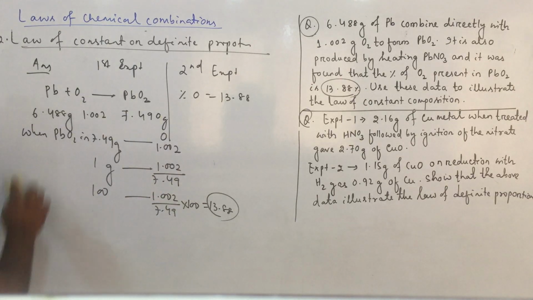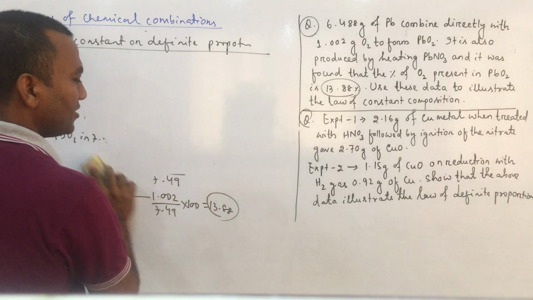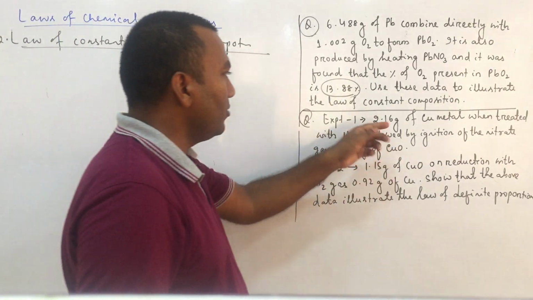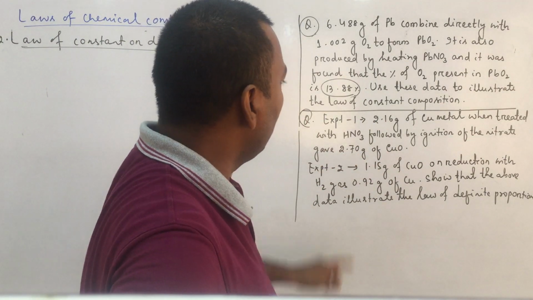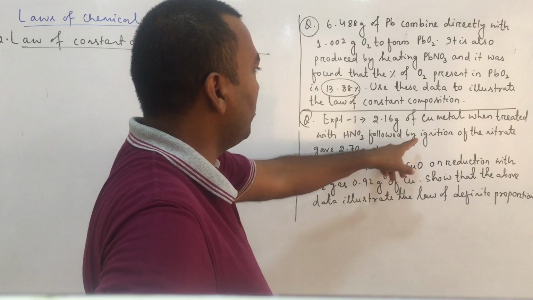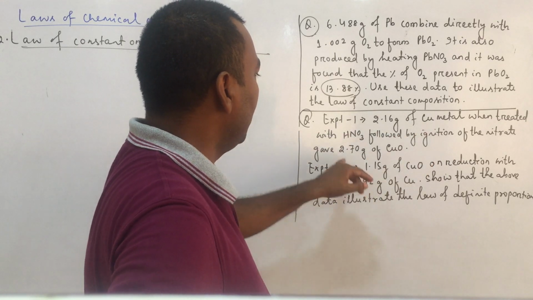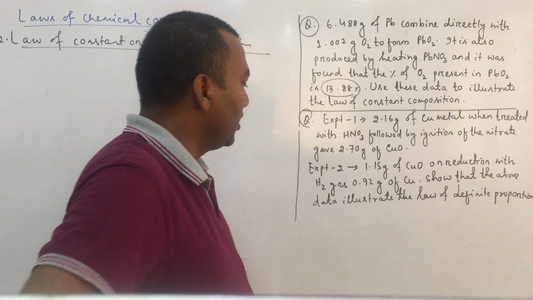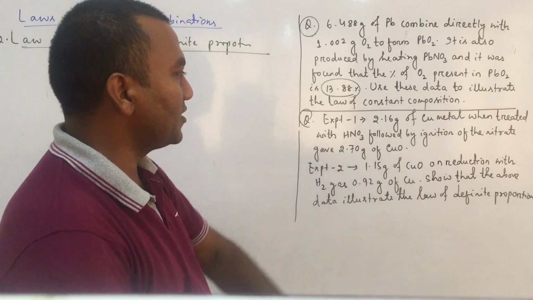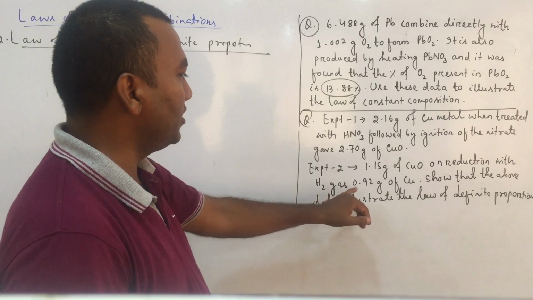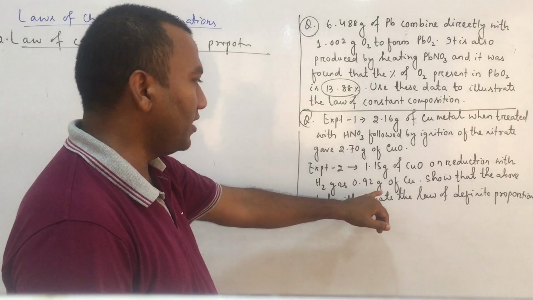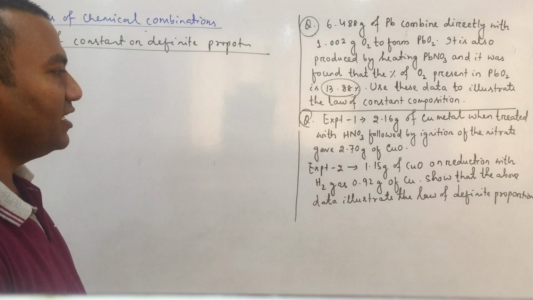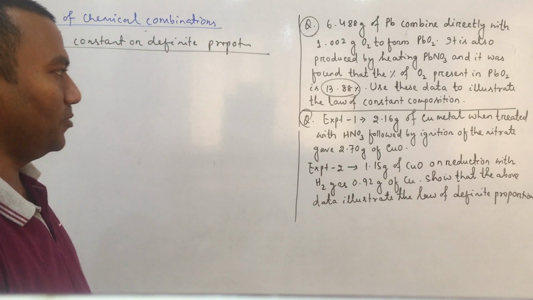Now come to the second question. Second question is also given in the same format. Experiment 1: 2.16 gram of copper metal when treated with nitric acid followed by ignition of the nitrate gives this much gram of copper oxide. In the second experiment, 1.15 gram of copper oxide on reduction with hydrogen gas gives 0.92 gram of copper. So use this data to illustrate the law of definite proportions.